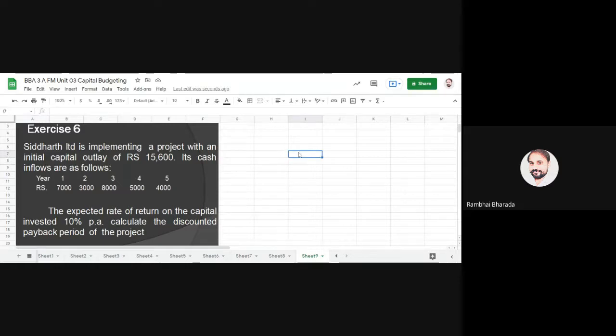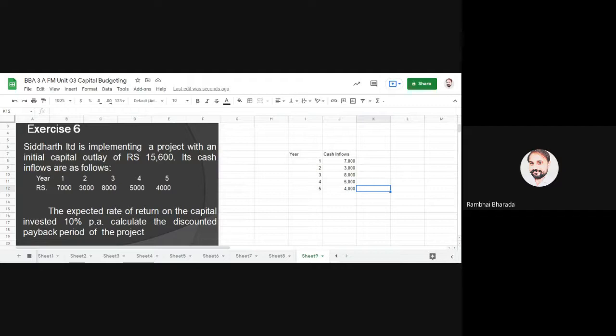The first two columns remain the same. We are not changing that system. In the first column we write 1, 2, 3, 4 and 5. In the second column we write cash inflows. Tell me the amount for the first year. 7,000. For the second year, 3,000, for the third year, 8,000, for the fourth year, 5,000, and for the fifth year, 4,000. Are we clear up to this? These two columns remain the same.